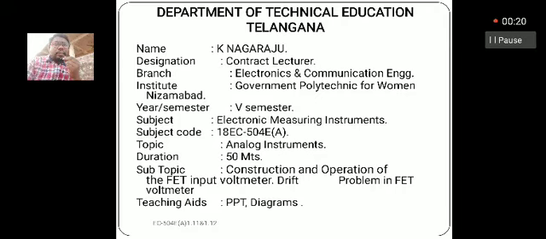Today I am going to explain one more important topic, the FET input voltmeter, its construction and operation. The FET, the field effect transistor, is a voltage controlled device, and we are also discussing the drift problem in the FET voltmeter.